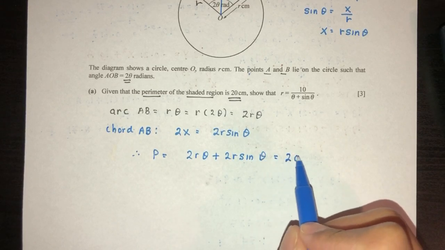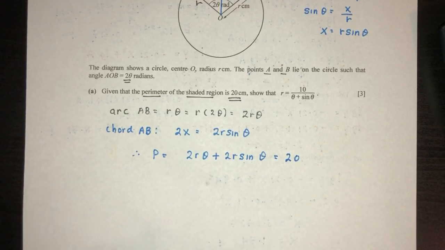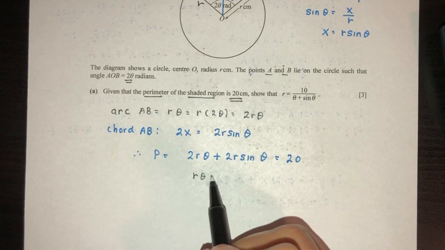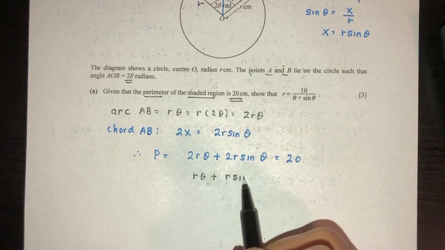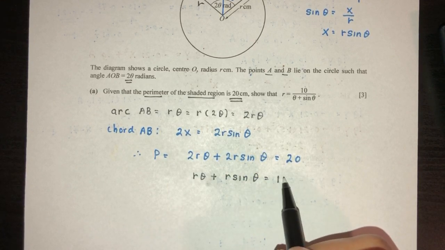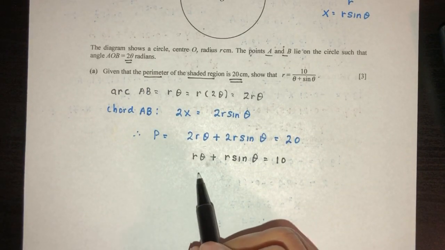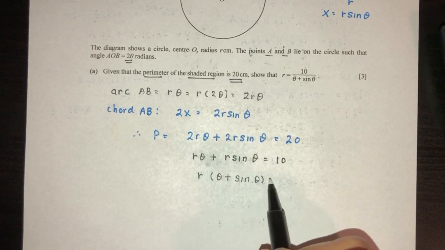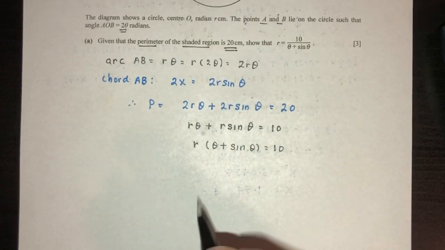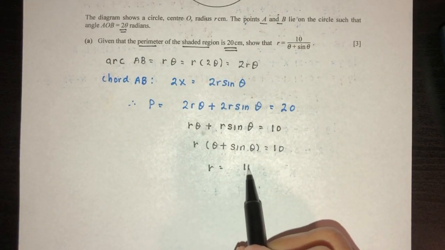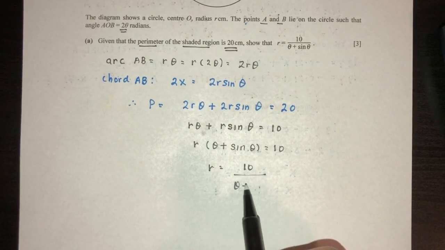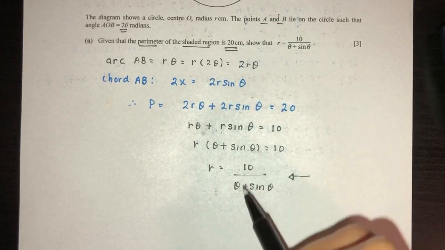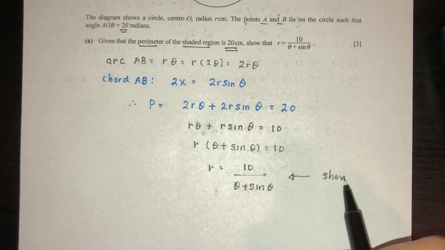to 20 centimeters. Now we can divide by 2 everywhere. You will have r theta plus r sine theta is equal to 10. Now factorize, you have r(theta plus sine theta) is equal to 10. So make r the subject. r will be 10 divided by theta plus sine theta. And this is shown as required. Same thing, right? Shown as required.